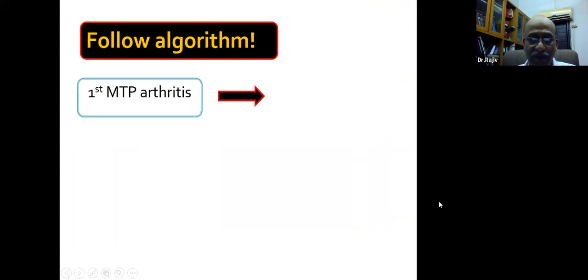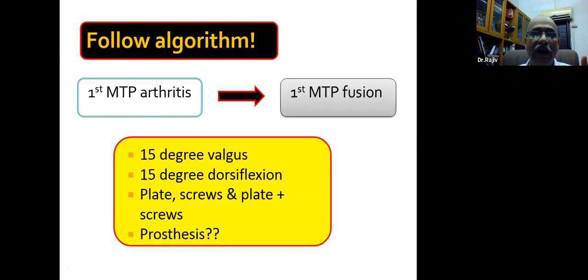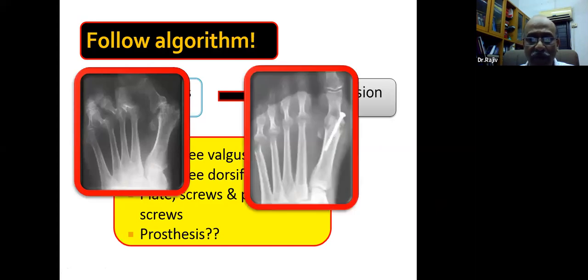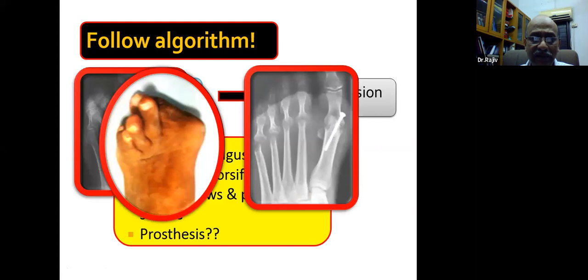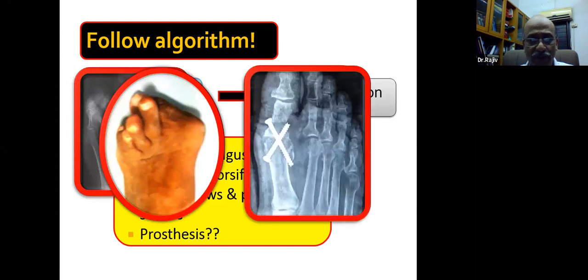Now there comes the algorithm. If there is first metatarsophalangeal joint arthritis, very simple, you have to do arthrodesis of the first metatarsophalangeal joint. This is done mainly in 15° of valgus, 10 to 15° of dorsiflexion, either with a plate, screws or plate and screws. And this is the first question you're going to ask. Is there first metatarsophalangeal arthritis? Then you're going to do fusion. Like this case, fusion was done with two cross screws.